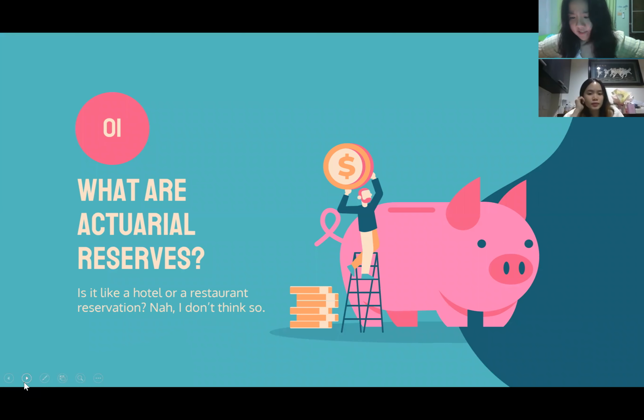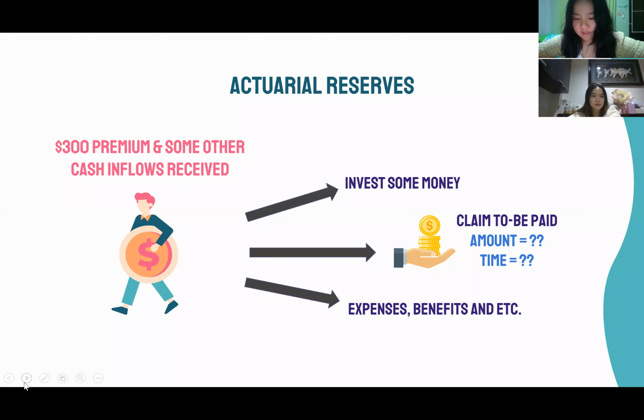So let's get started. For the first part, we'll give a whole idea of what actuarial reserves actually are. And well, I guess it would be totally different from the other reservations we have experienced. Now, reserves are the amount of money that insurance companies keep in their hands and set aside as funds to be paid out in the future, especially to the policyholders.